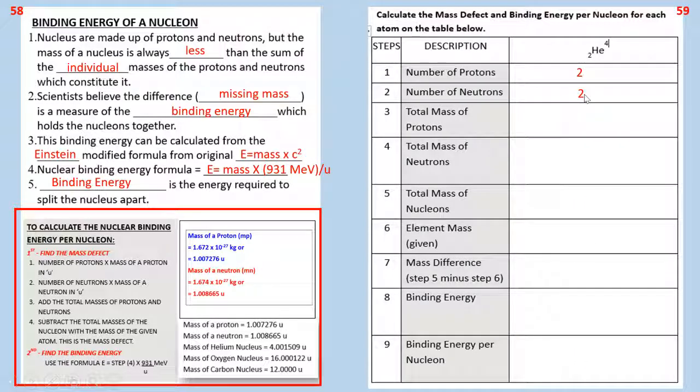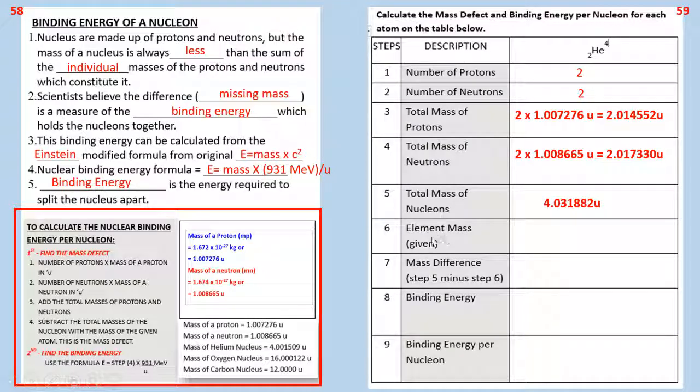By coincidence, it is the same. Number of neutrons is 2. So the total mass of protons is 2 times the atomic mass unit, or the mass of a proton in u, which is this number right here. When I multiply this number, that's what I have. The total mass of neutrons is 2 times the mass of a neutron in u, and that's what I have. Now I'm going to add both masses, and that will be the total mass of my nucleons when I calculate separately.